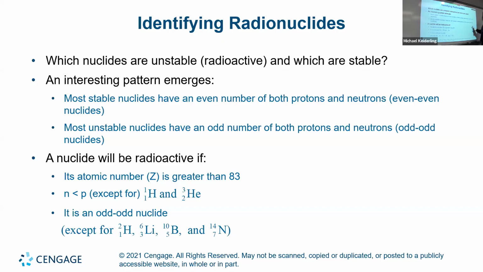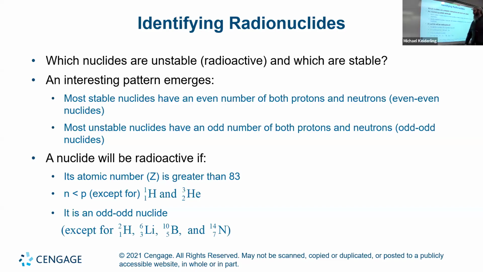So a nuclide will be radioactive if its atomic number is greater than 83, or if the number of neutrons is less than the number of protons, with two exceptions. One is regular old hydrogen, which is just a proton, so it can't really break apart. And then helium-3, which is two protons and a neutron, and it happens to actually be small enough to be stable.